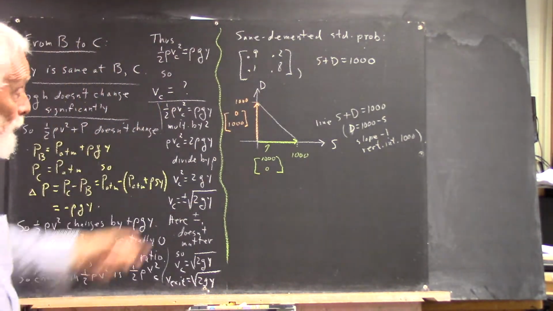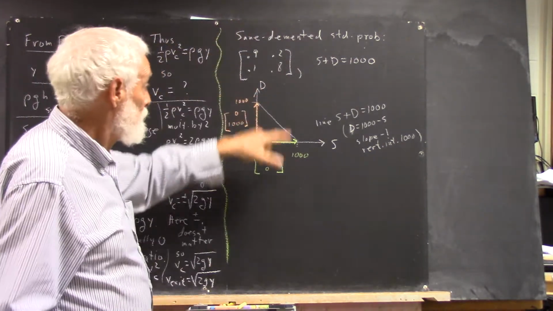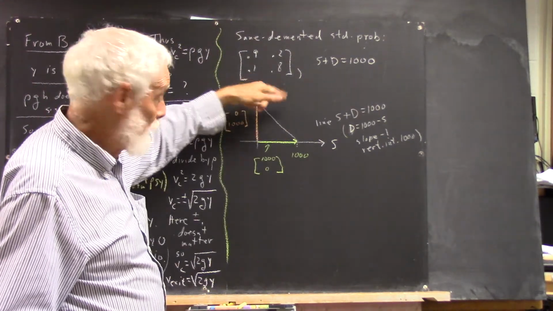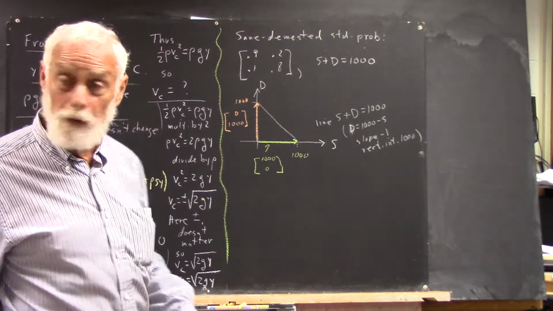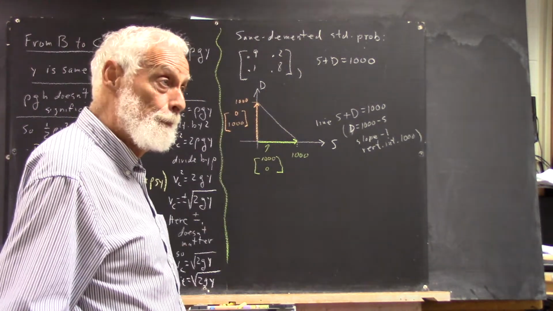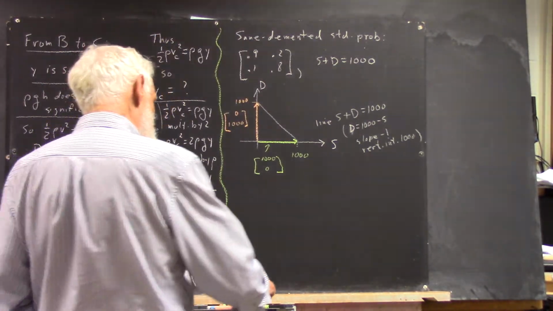Okay, so what we know is that the vector you get from any transition has to lie on this line. If you start with 1000 people, you end with 1000 people, so you've got to be on this line. In other words, the tip of this vector has to be on that line. What else do we know?